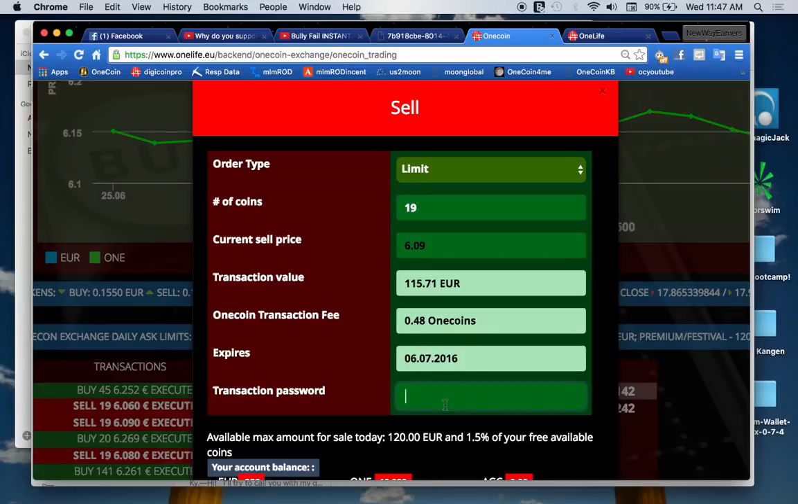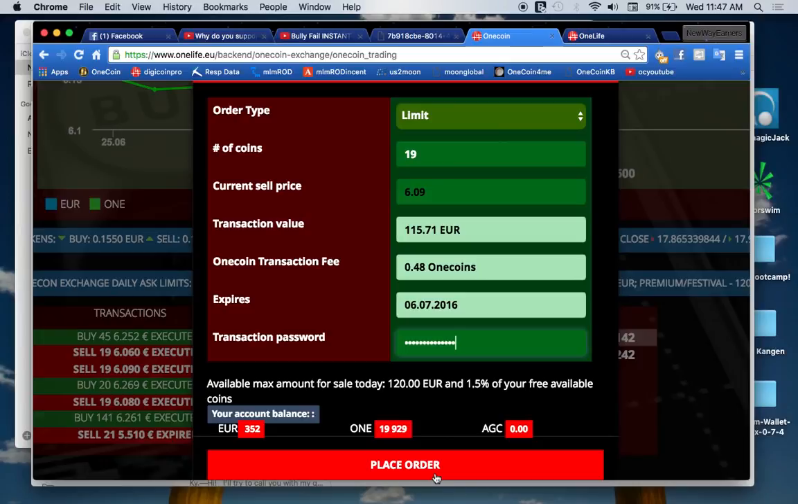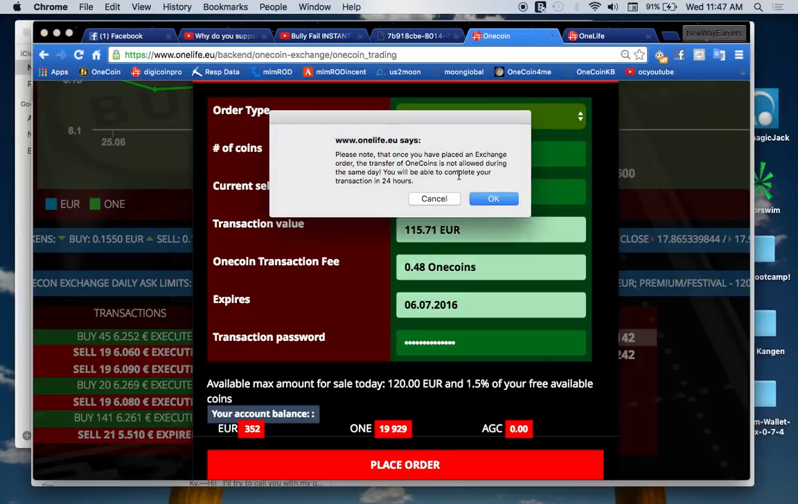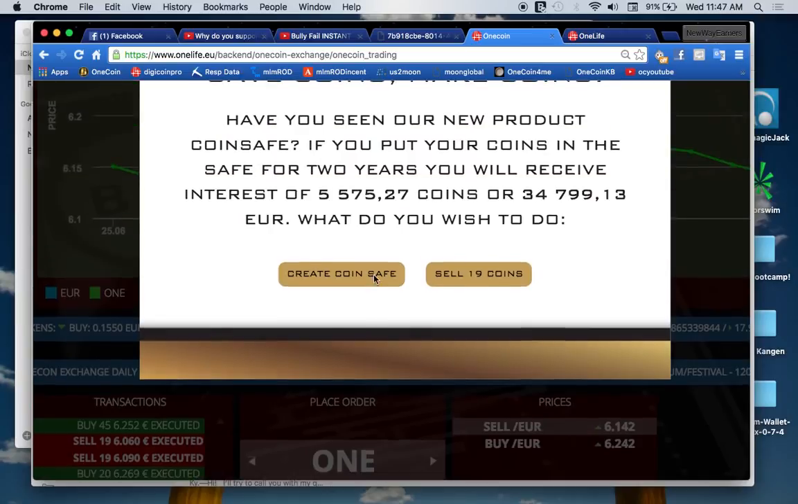So now all you do is put in your transaction passcode. I probably screwed that up. And place order. Please note that once you have placed an exchange order, the transfer of OneCoins is not allowed during the same day. Okay, all that means is that you can only do one buy and sell per day. Again, yes, restrictions. Imagine an 18-month young company having restrictions.